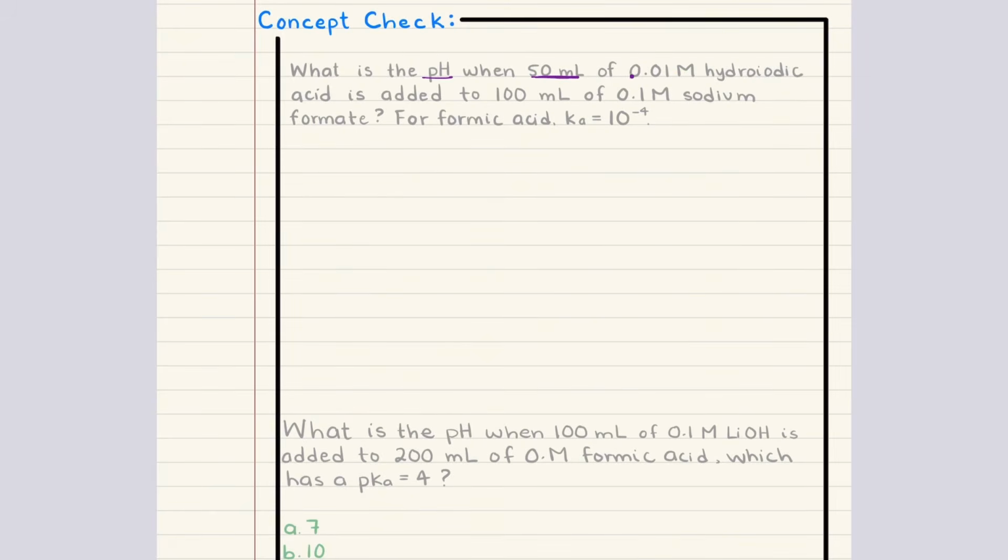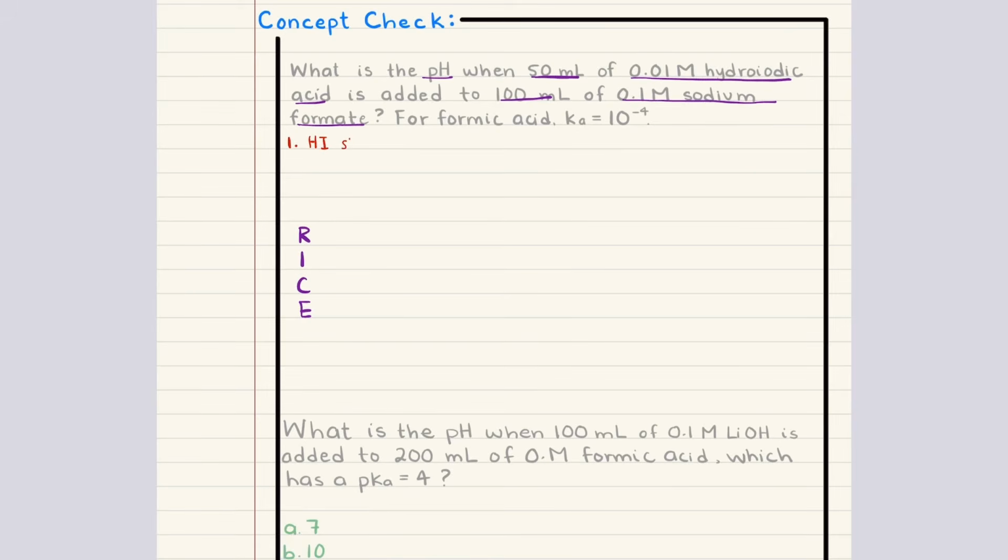This first problem asks, what is the pH when 50 milliliters of a 0.01 molar hydroiodic acid is added to 100 milliliters of a 0.1 molar sodium formate? For formic acid, the Ka is equal to 10 to the negative 4. Let's answer this problem by going through our steps.